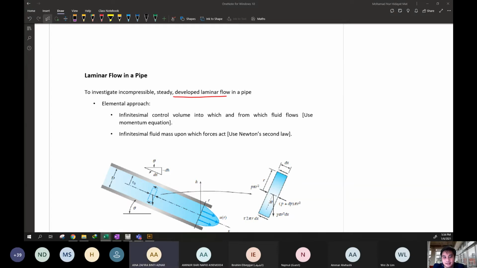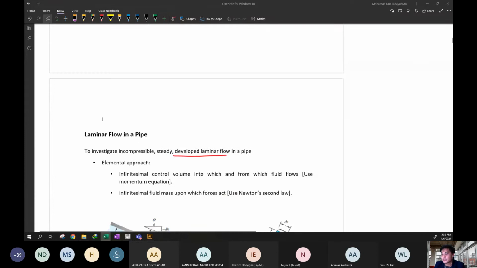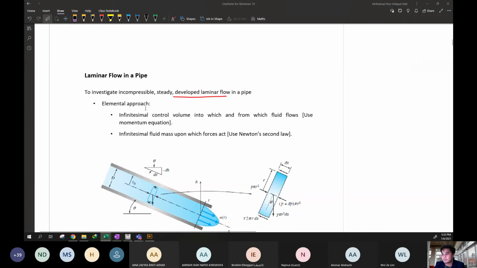It means it never changes after fully developed. Okay, perfect. Remember that the velocity profile ceases to change, never changes at all. Your name is Aina, from section 1? Okay, Aina Zafira, 10 points for you. Thank you for your response. That is correct, and I can see that you understand the different kinds of flow. So for this case, we focus on the developed laminar flow.